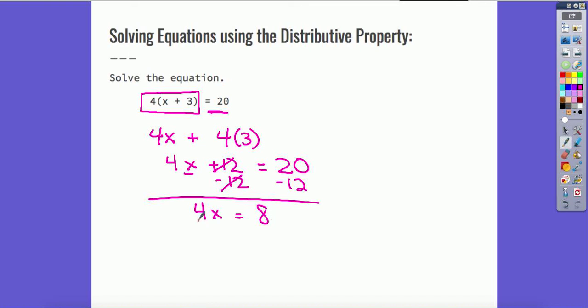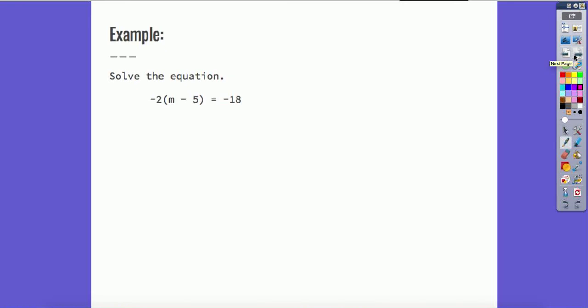And so now I'm looking at what number could I multiply or divide by that would cancel that 4 out and leave me with just an x. And so 4 divided by 4 is 1. Those cancel. And I'm left with 2. Okay, so I did the distributive property first right here. Okay, simplified that, and then I just solved like normal. So go ahead and give this example a try on your own, and when you're ready to see the answer, go ahead and hit play.